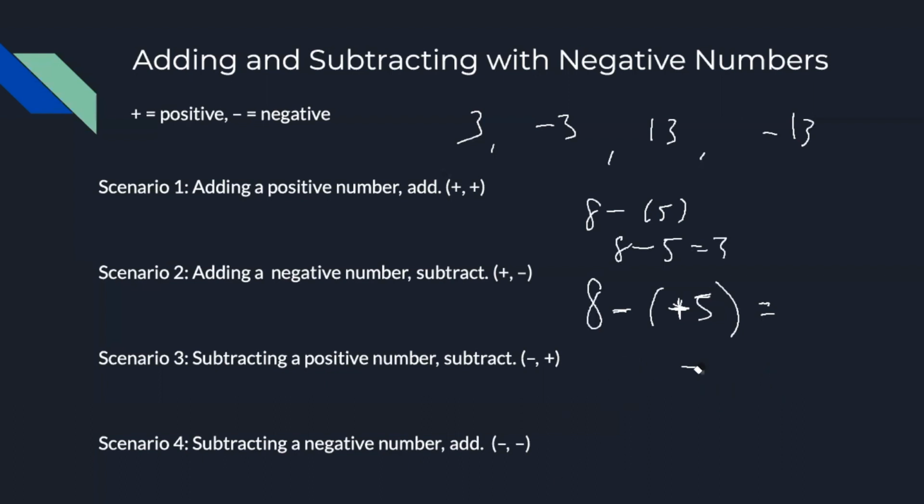Alternatively, you can look at the problem and see that the two signs are different. So instead we could just do 8 minus 5 right away and we get 3. Okay, very good.